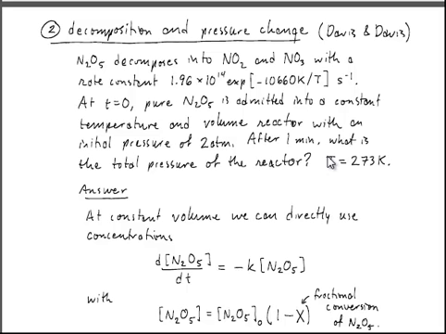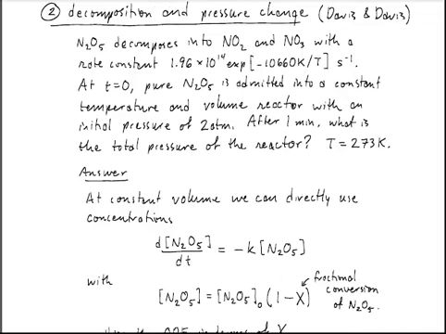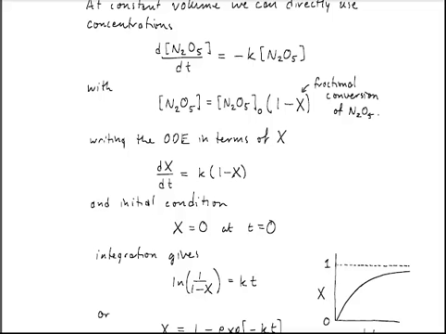At constant volume, we can directly use concentrations to solve this problem. So the derivative of the concentration of nitrogen pentoxide with respect to time is minus the rate constant that was given up here times the N2O5 concentration. We know that we can write all of this in terms of a fractional conversion.